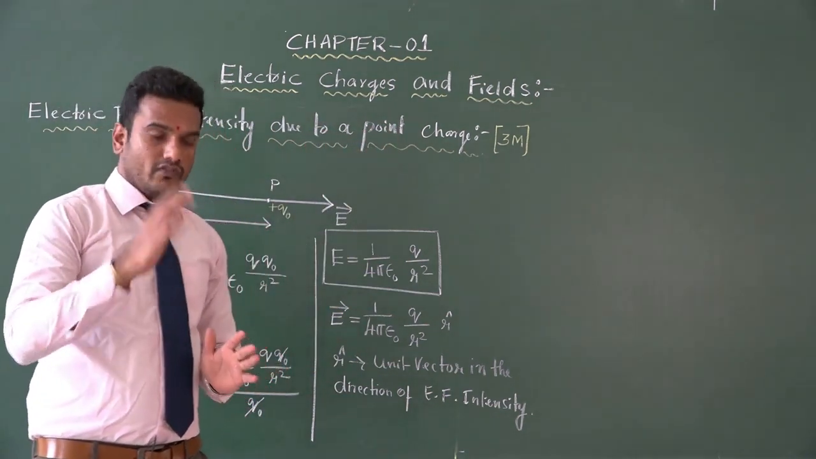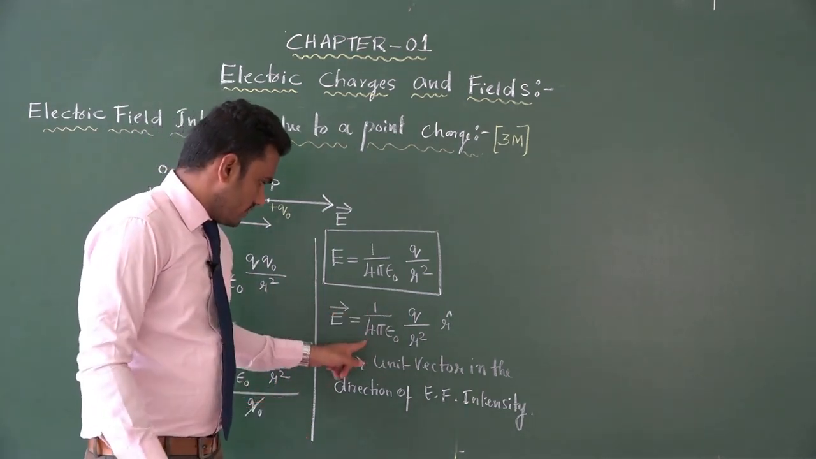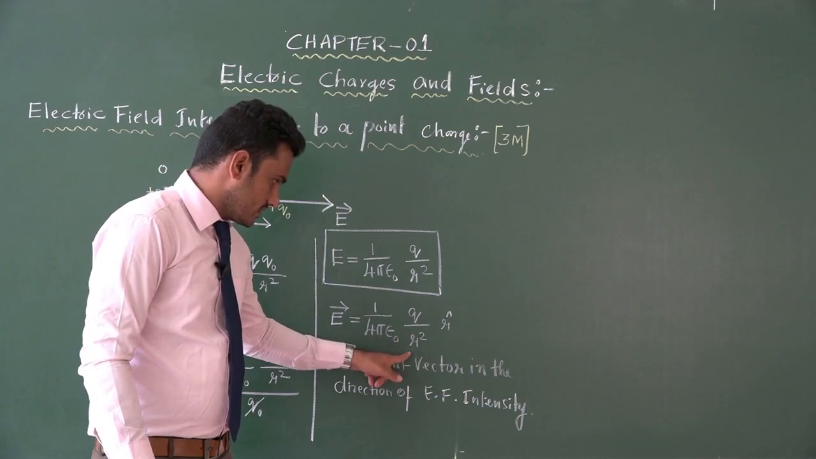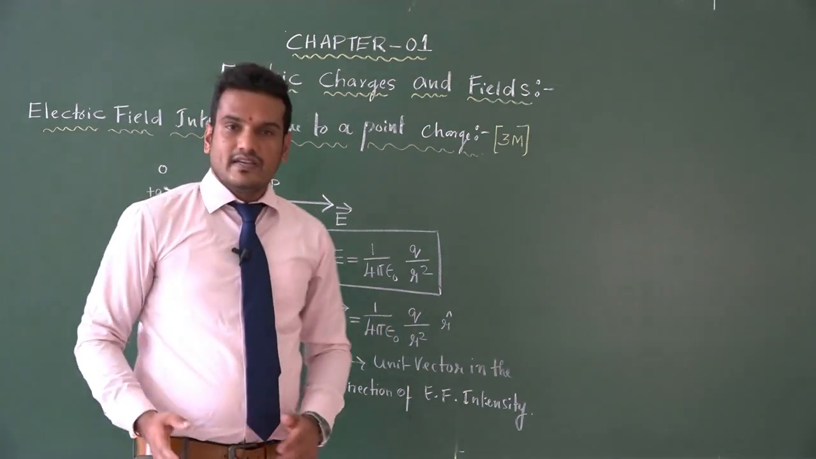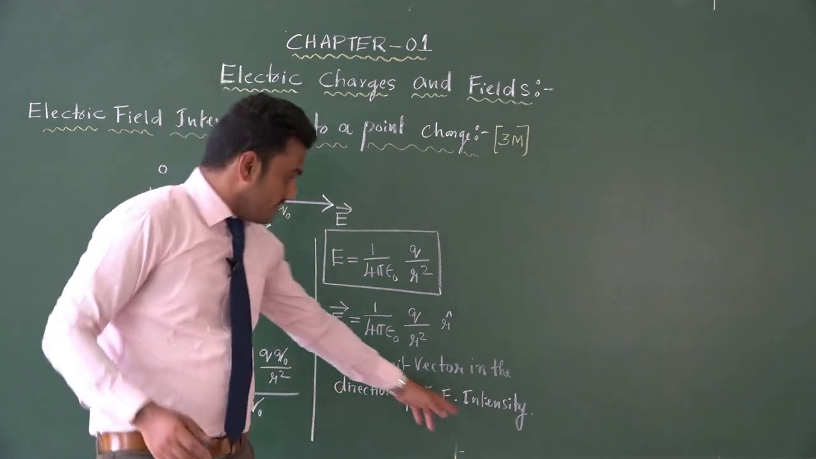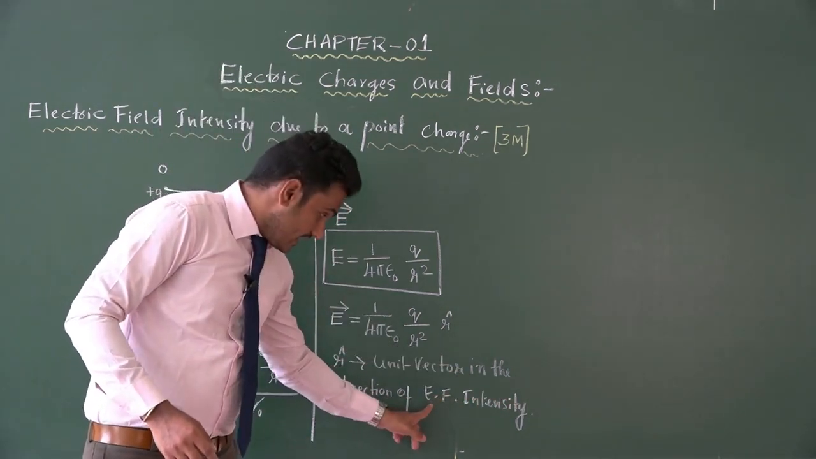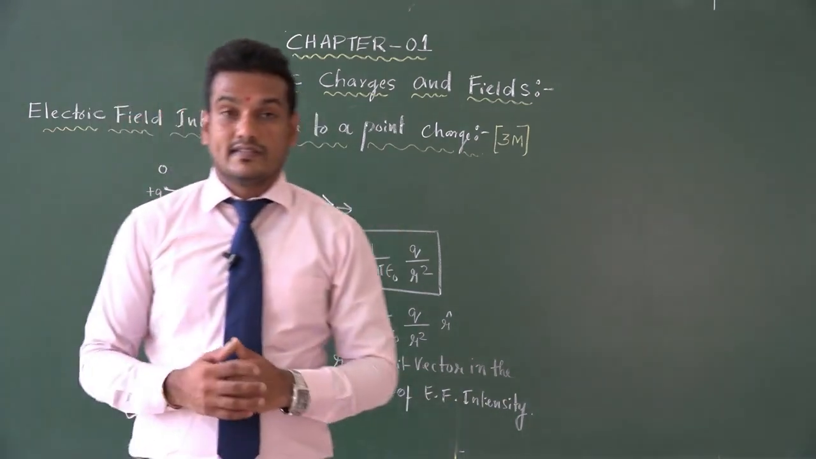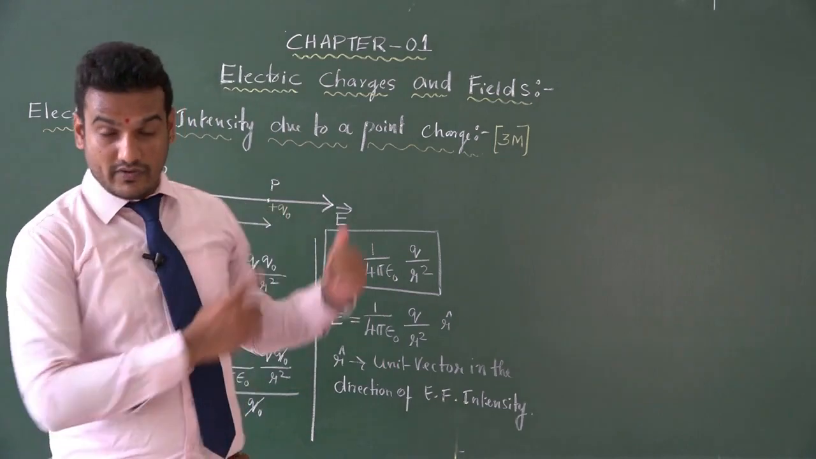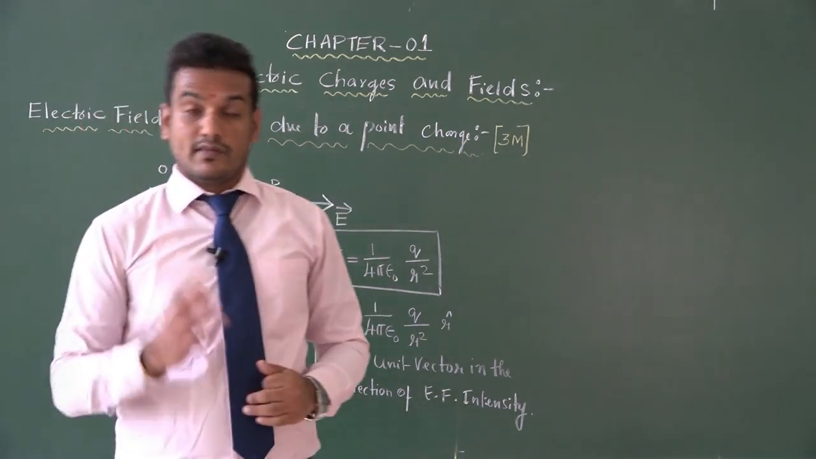In vector form, we can write it like this. E vector is equal to 1 over 4 pi epsilon naught Q divided by R squared R cap, where R cap is the unit vector in the direction of electric field intensity. I have written only E, it is nothing but electric field intensity. So this is all about electric field intensity due to a point charge, and it is very important for 3 marks. We can expect it for 3 marks in a board examination.